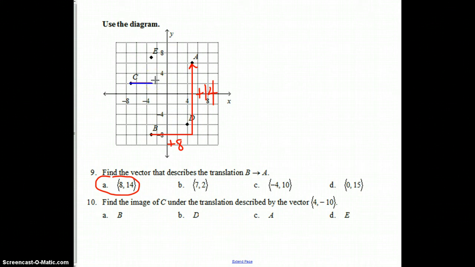Okay. And then it wants me to go down 10. So if I start here, 2, 4, 6, 8, 10. So if I were to follow that, it would make me end up going to this point right here, which means that the image would be B. So remember, you're just using these +4 and then -10 to help us actually move around on the actual grid.